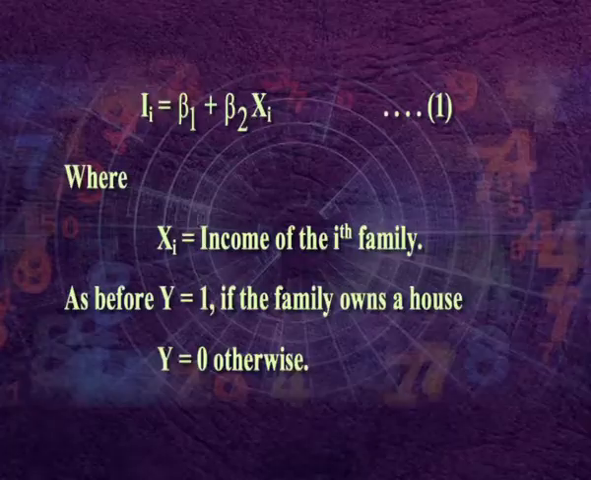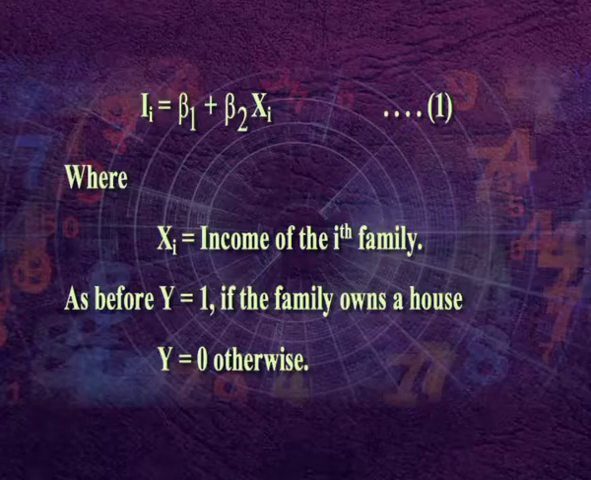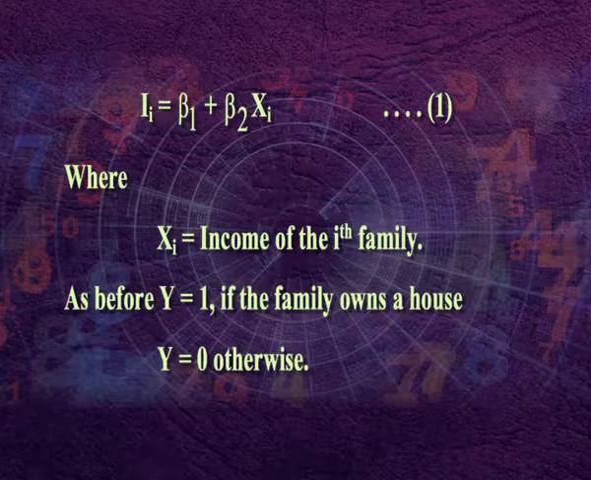To understand this model, we consider further our house ownership example. Whether the ith family owns a house or not depends upon a utility index Ii, also called a latent variable. Thus, the larger the value of Ii, the greater is the probability of owning a house. We express this index as Ii equal to beta 1 plus beta 2 xi. We denote it as equation number 1, where xi equal to income of the ith family, as before, y equal to 1 if the family owns a house and y equal to 0 otherwise.